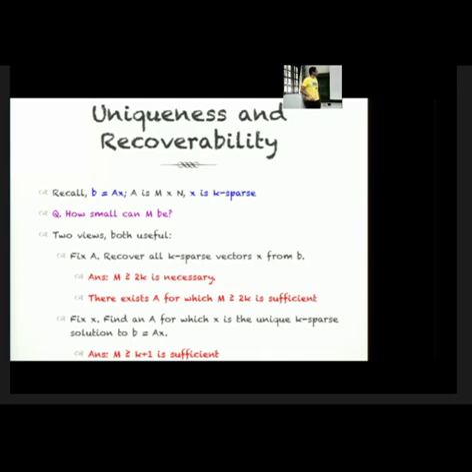So the first result I can talk about is one which talks about uniqueness. So let's say the measurement equation is y equal to Ax, and x has only k non-zero entries. A is a matrix which has m rows and n columns. In other words, x itself is an n-length vector of which only k entries are non-zero. And y is an m-length vector. So the first question you can ask is, how small can m be?